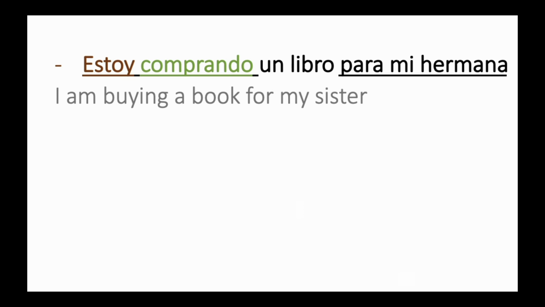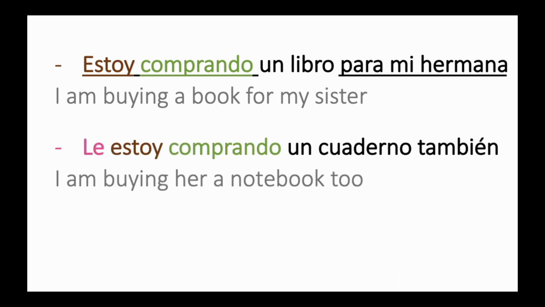Here, I'm showing you an example with a conjugated verb followed by a verb using the present progressive. Estoy comprando. I am buying. Un libro para mi hermana. So I know I'm going to need le. Where would I place it? Option 1, your first rule still applies. You can just use the indirect object pronoun before the conjugated verb. Le estoy comprando un cuaderno también.